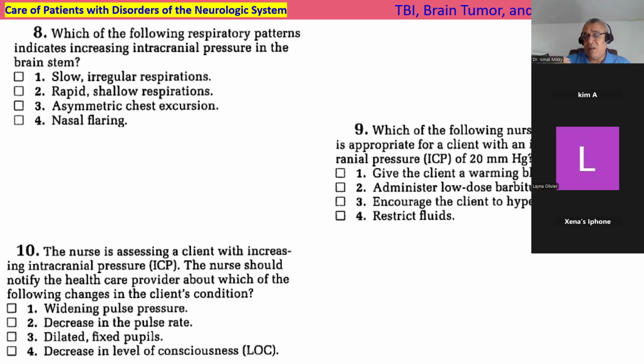So hypoventilation will result in increased ICP. Hyperventilation would result in vasoconstriction and decreased ICP. It will also decrease the CSF fluid and blood volume, and these two components will result in decreasing ICP over 20. So the answer for this one is going to be, what would be the answer for number 9?